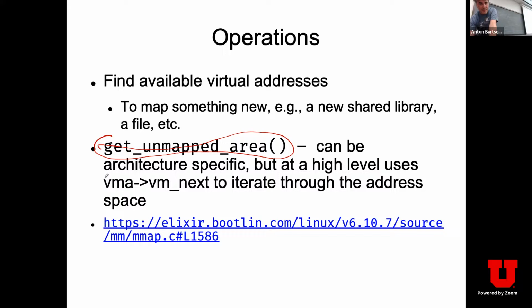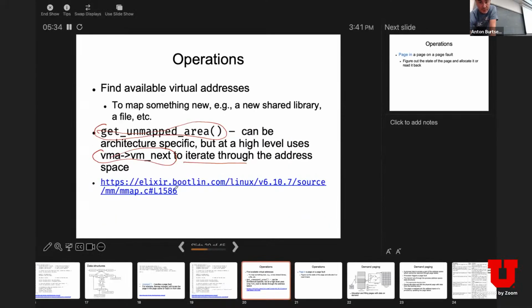But at a high level, it uses this vm_next pointer, and iterates through the address space to figure out the next available region, right? And I said that in the past, the linked list was used. Right now, I think the iterator is actually using the red black tree.